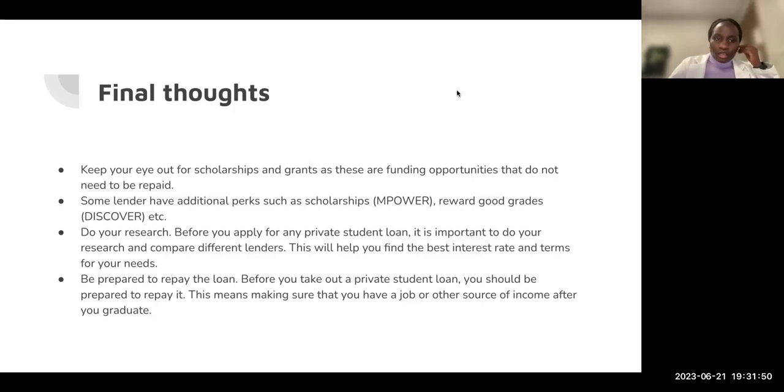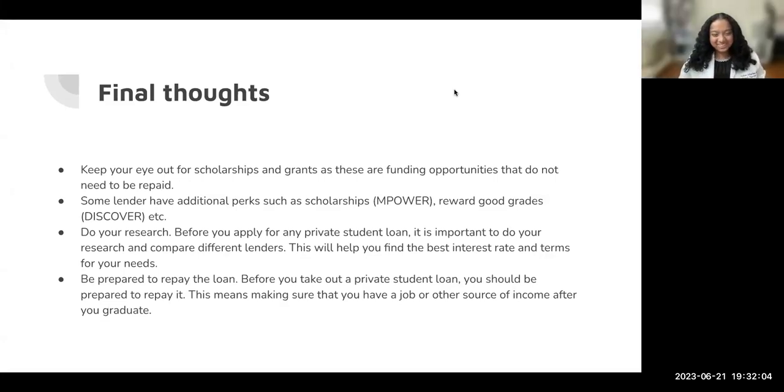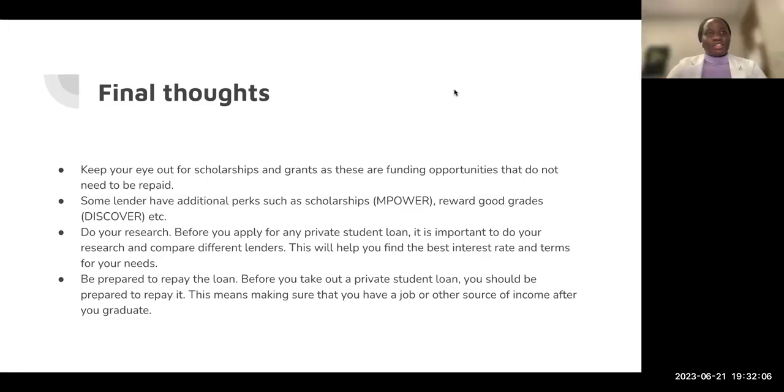Yes. So I think for Discover, you get $200 if you have a 3.0 GPA or higher. I think my mind was saying, is it $20 or $200? And I'm like, I don't think they'll give $20. Yeah, probably 200.